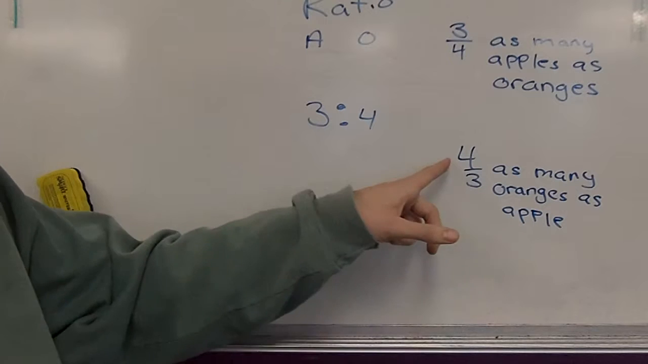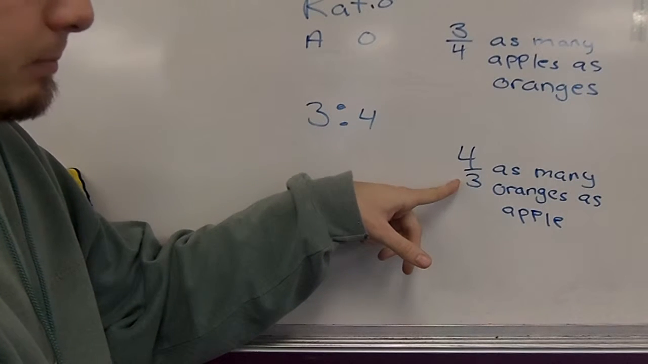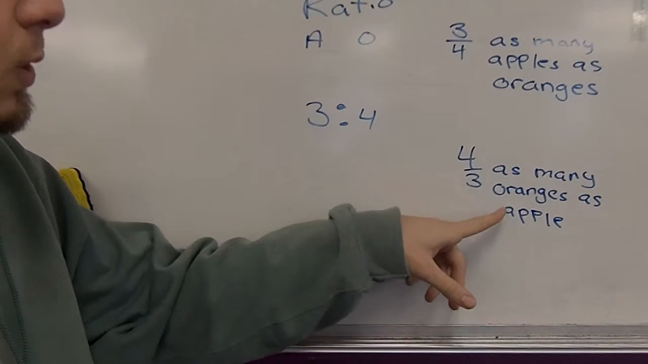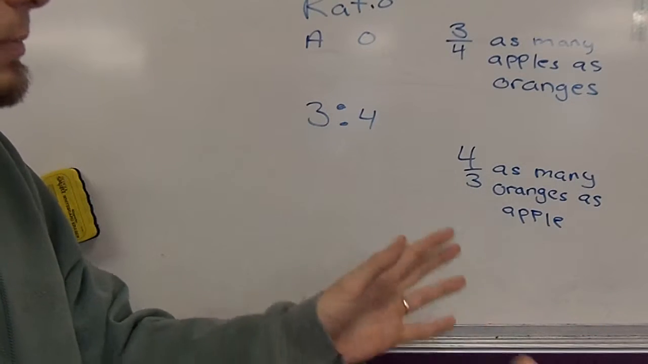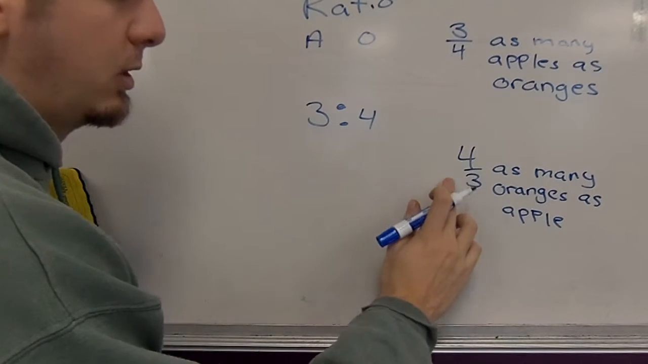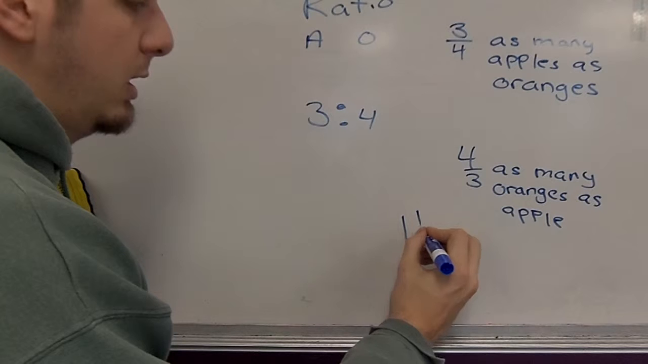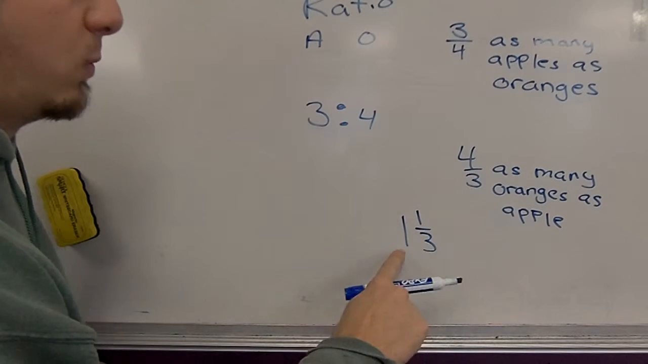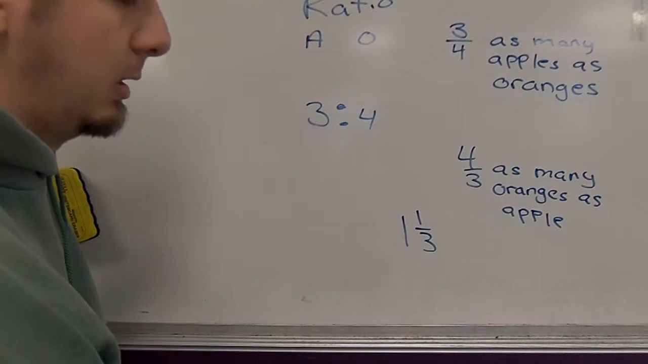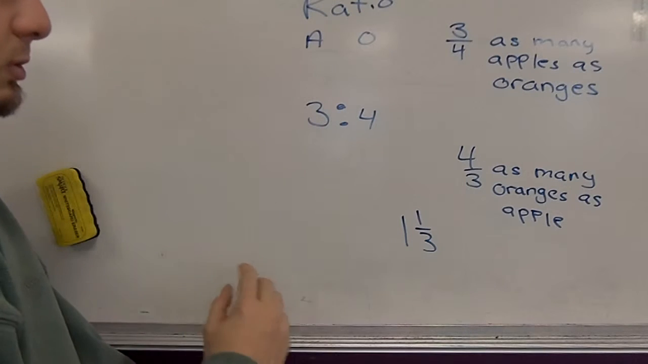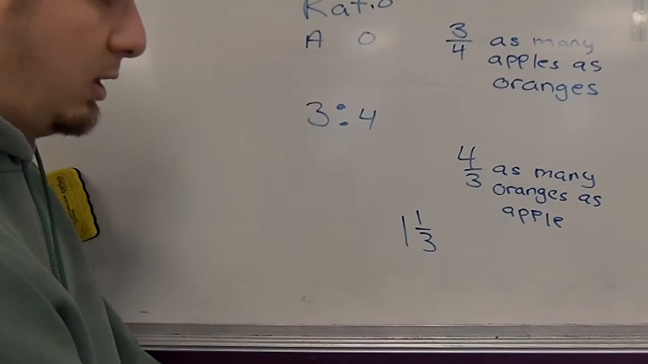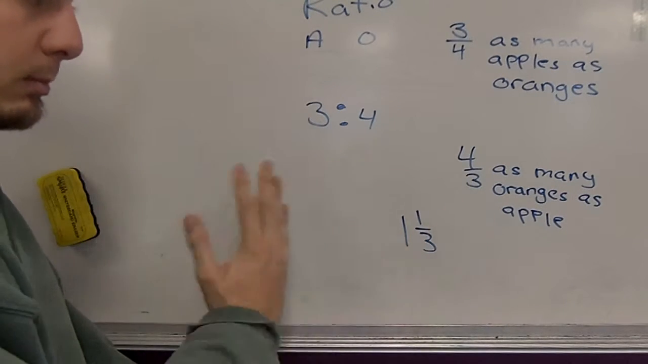So I don't have the same number of oranges as apples. I don't have twice as many oranges as apples. I actually have something in between. 4/3, if you turn it into a mixed number, is actually 1 and 1/3. So I actually have 1 and 1/3 times as many oranges as apples. So it's not quite twice as much, and it's not the same amount. It's somewhere in between.